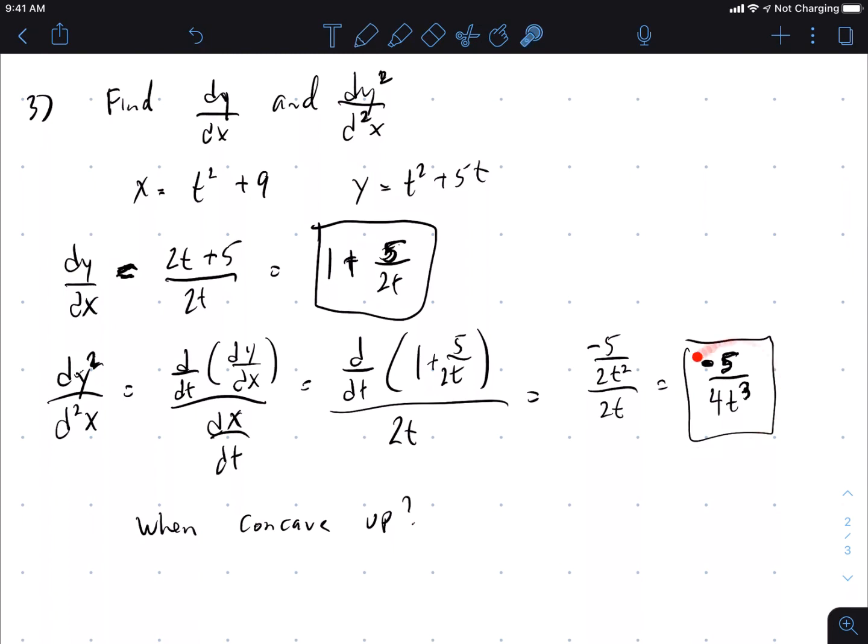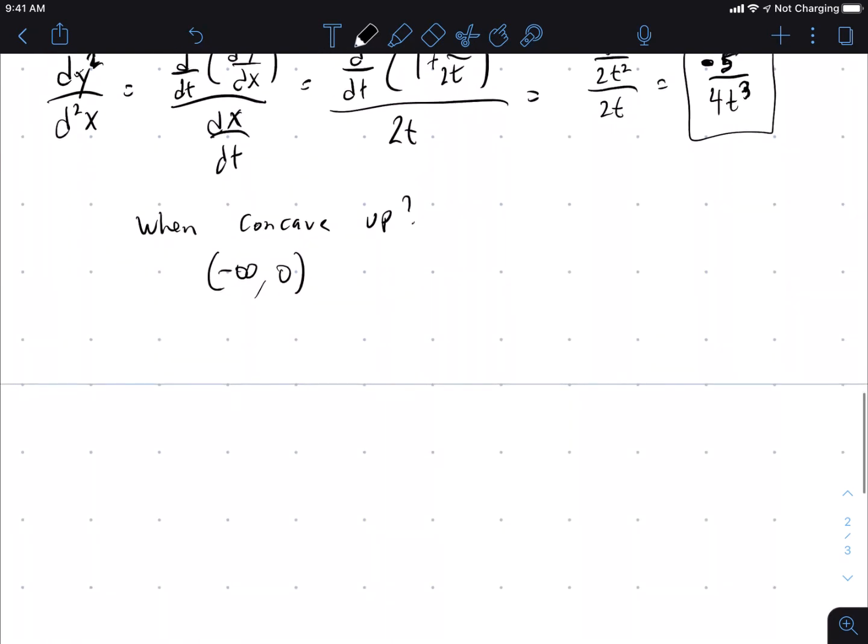When is this positive? T has to be negative for it to be positive. Correct. So the interval is going to be from negative infinity to 0. That's when it's concave up. We okay with that? All right. Next.